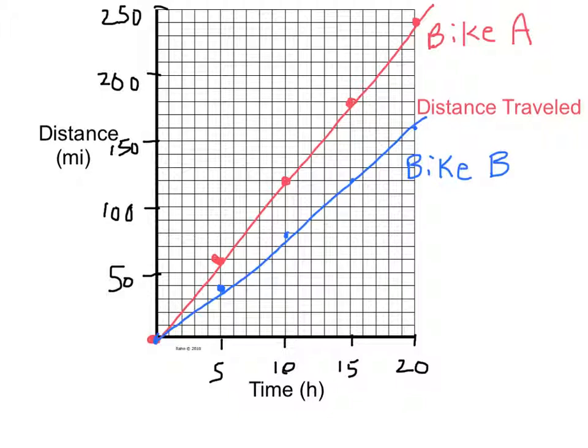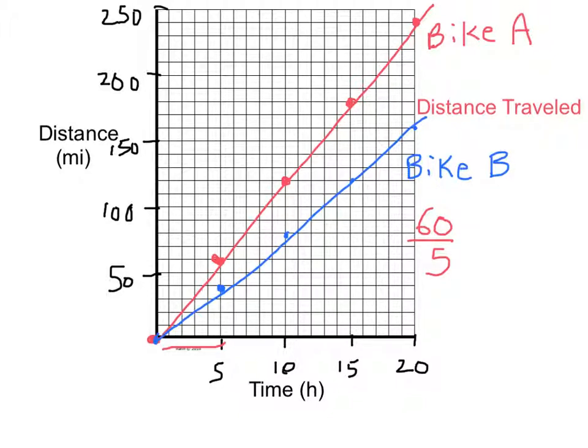Let's start with the red one. I can see here that when 5 hours passes, right here, so after 5 hours, bike A would travel 1 mark above 50. So that's going to equal 60 miles. Let me write that down. Bike A traveled 60 miles in 5 hours.